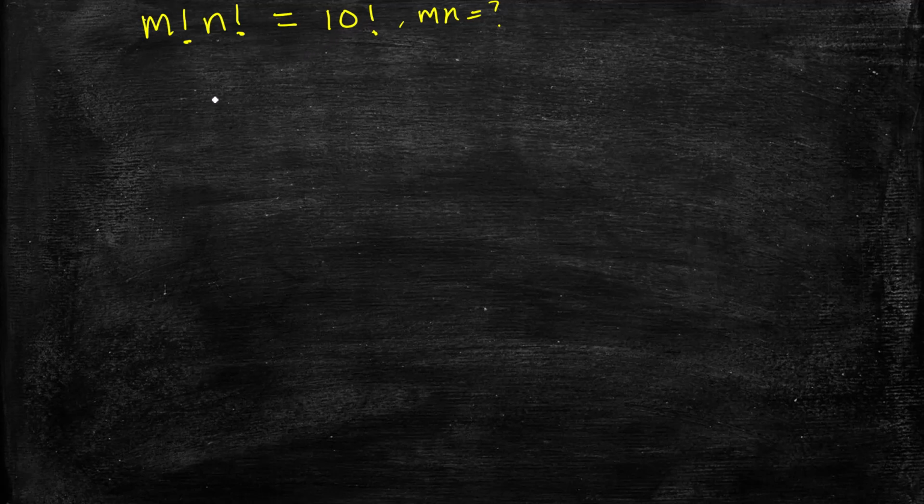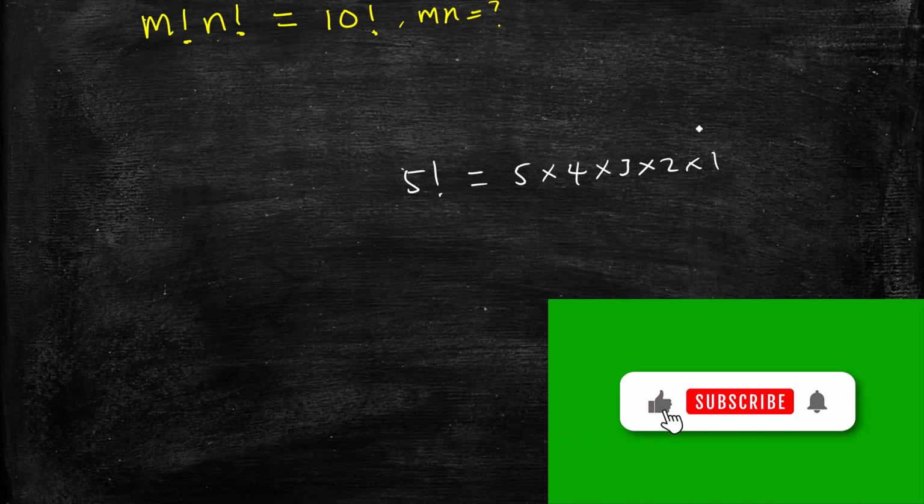Okay, so we all understand what a factorial is. When you are given 5 factorial, it's the same as 5 times 4 times 3 times 2 times 1. That is 5 factorial. Okay, how do we address this question?